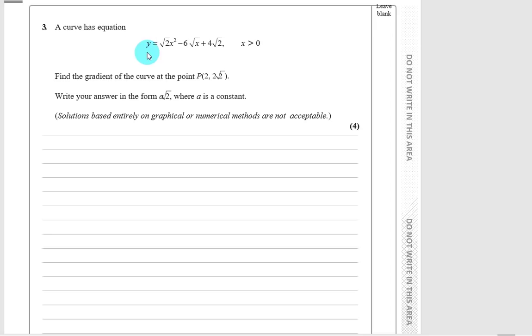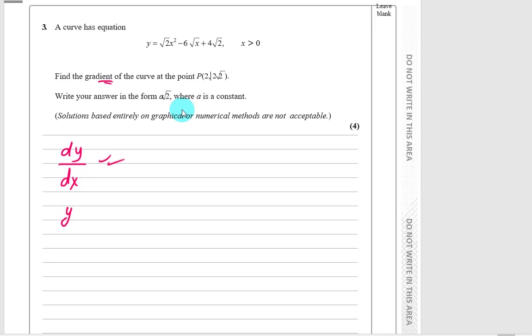A curve has an equation y equals square root of 2 times x squared minus 6 square root of x plus 4 square root of 2, where x is bigger than 0. Find the gradient of the curve at the point B (2, 2 square root of 2). Write your answer in the form a square root of 2, where a is a constant. Now to find the gradient, as you know, we need dy by dx.